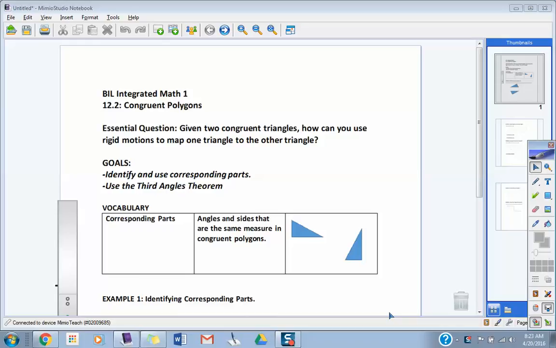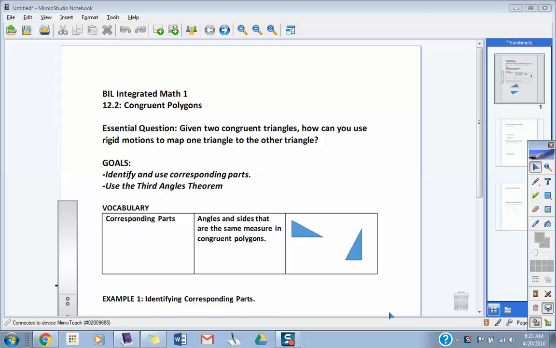So 12.2 is about congruent polygons, and what we're trying to answer is the following question. Given two congruent triangles, how can you use rigid motions to map one triangle onto the other triangle? So we know a lot of things about that question already. We know what congruent means. We know that we can show figures are congruent through rigid motions. In other words, a movement of a figure, but not changing its shape.